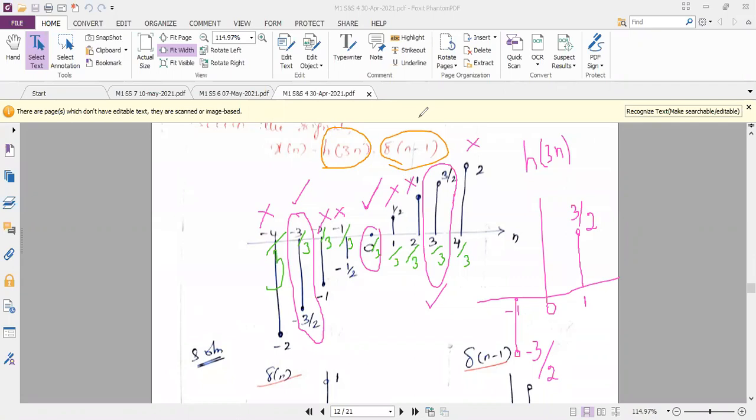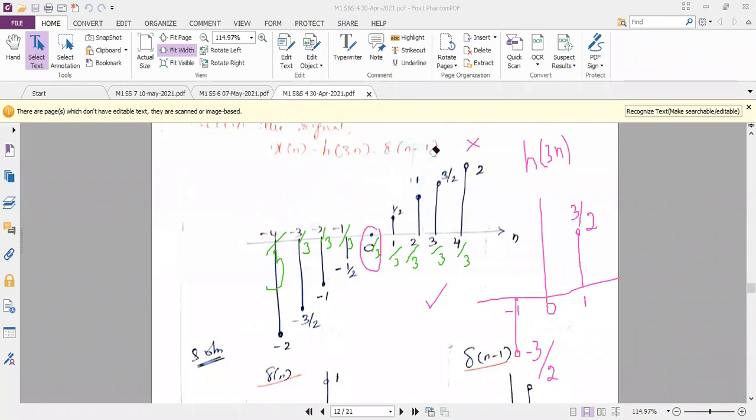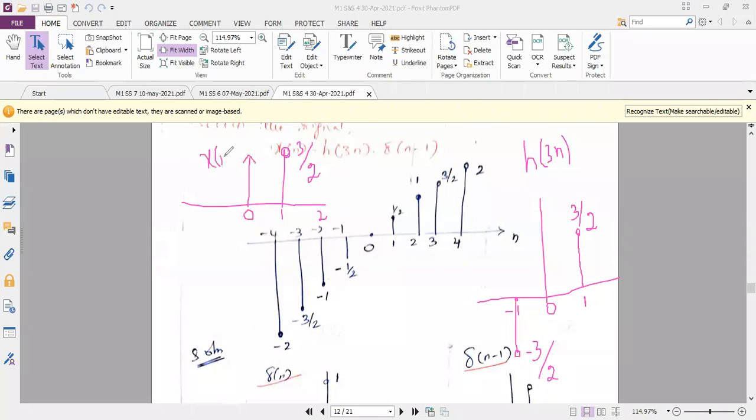So now, after this, can you multiply h of 3n and delta of n minus 1? I want you to tell me the final signal, how it will be. I'm just going to plot my final diagram here. Only 3 by 2. At what value of n? That is very important. 1, ma'am. At 1, I will have 3 by 2. Remaining places, because of the multiplication operation between h of 3n and delta of n minus 1, everything becomes 0 except n is equal to 1. So this is my final diagram.